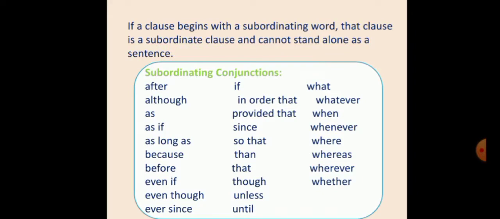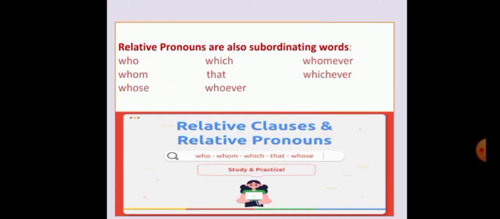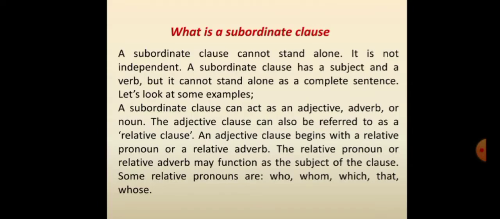Subordinate conjunctions: after, also, as if, as long as, because, before, even if, even though, since, if, in order that, provided that, so that, than, that, though, unless, until, what, whatever, when, whenever, where, wherever, whether. Relative pronouns are also subordinate words: who, whom, whose, which, that, whoever, whomever, whichever.